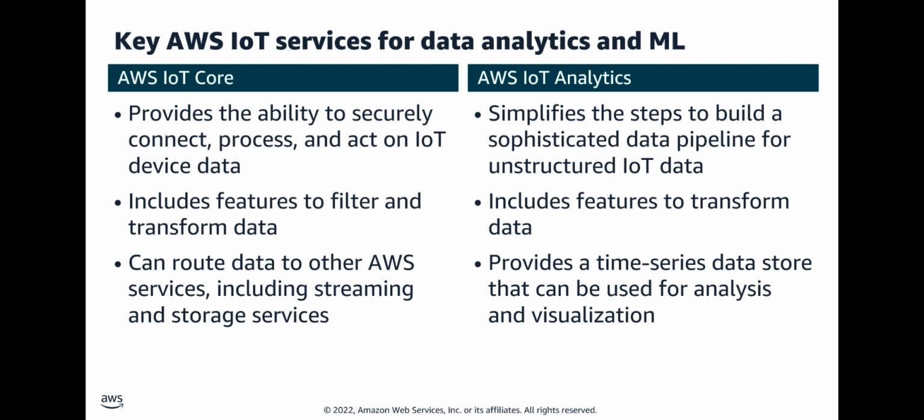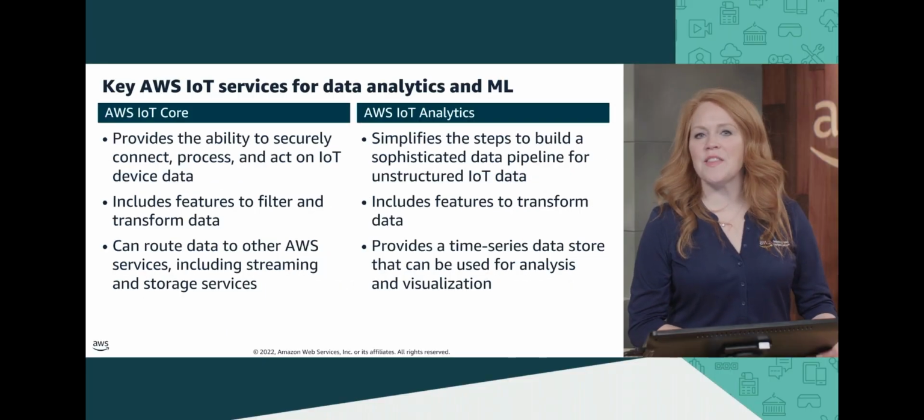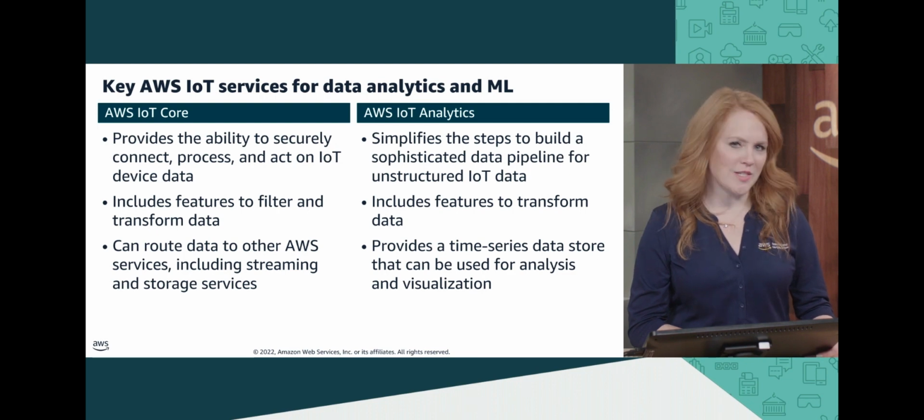The AWS IoT Analytics Service simplifies the steps to build a sophisticated data pipeline for unstructured IoT data. The service has features to perform the data transformations and to store time series data that other tools in your pipeline can analyze. The next few slides look at these two AWS services in the context of ingesting IoT data.